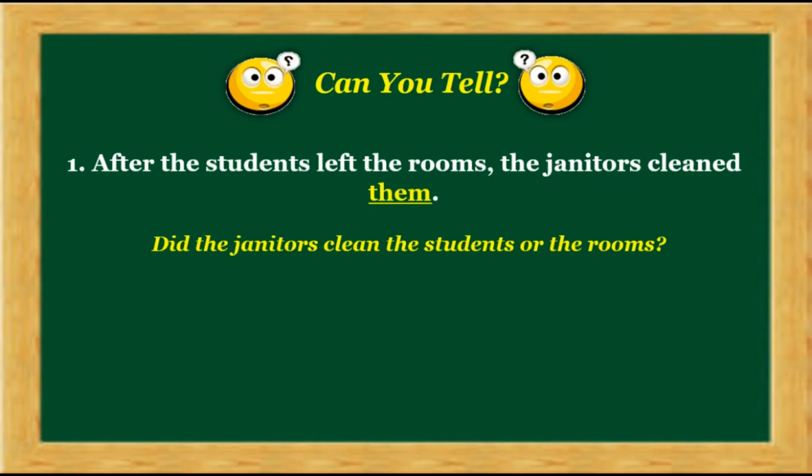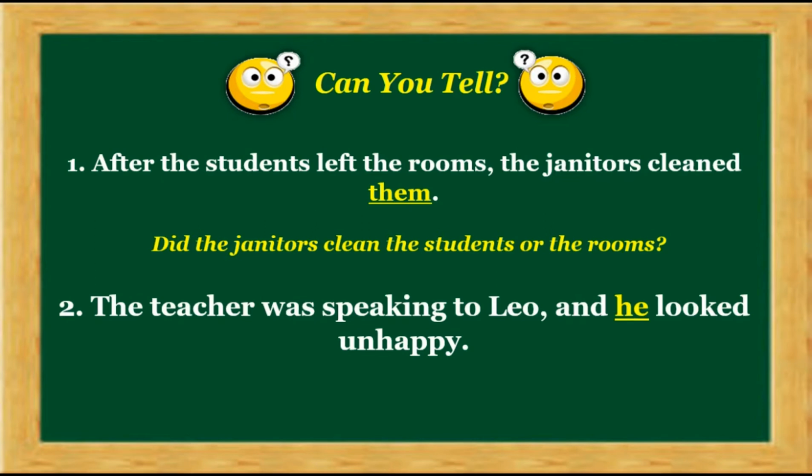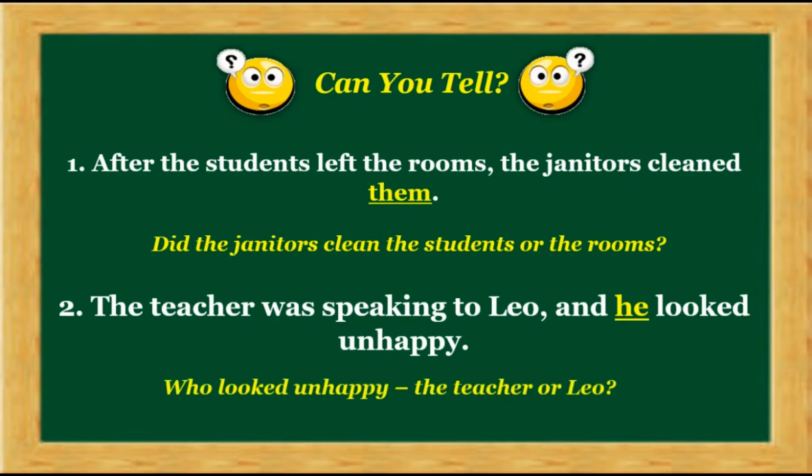Let's have the second sentence. The teacher was speaking to Leo, and he looked unhappy. Who looked unhappy? The teacher or Leo? In the second sentence, no clue exists as to whether the teacher or Leo looked unhappy. Those sentences are examples of unclear pronoun reference, which will confuse and frustrate readers.